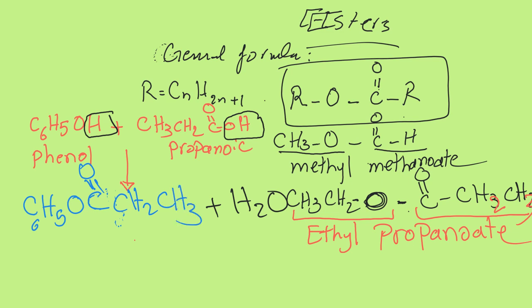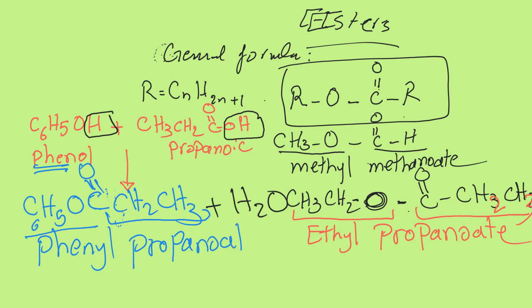And for the name, the first part was phenol, so this part we call phenyl. You add YL. And the acid part has 3 carbons, so it's propanoic, so the molecule will be propanoate. So, phenyl propanoate.